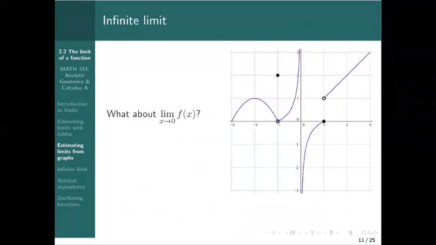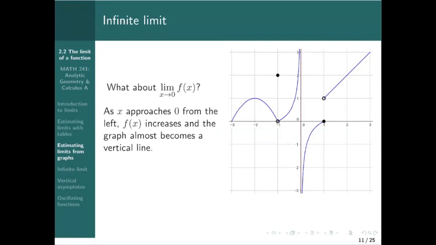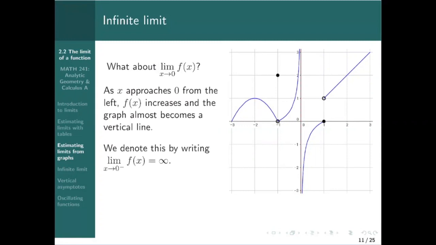What about the limit of the function as x goes to 0? Let's consider the one-sided limits, and let's start with the left-hand limit. As x goes to 0 from the left, f is increasing, and the graph is almost becoming a vertical line. So we denote this fact by writing limit of f of x as x goes to 0 from the left is equal to infinity.